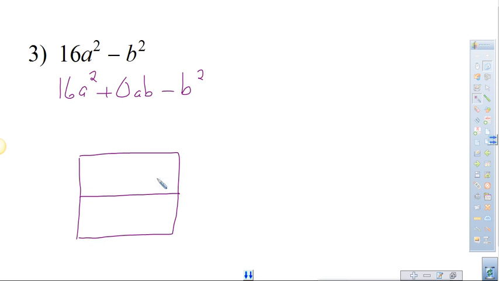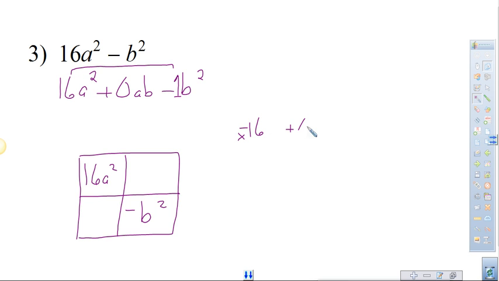Take 16A squared and a negative B squared, and again we want to multiply 16 and a negative 1 here. It multiplies to give us a negative 16, and we want it to add up to give you a 0. Hopefully this answer jumps out at you. If you're going to add up to 0, we need 4 and negative 4. Okay, so 4AB and negative 4AB.